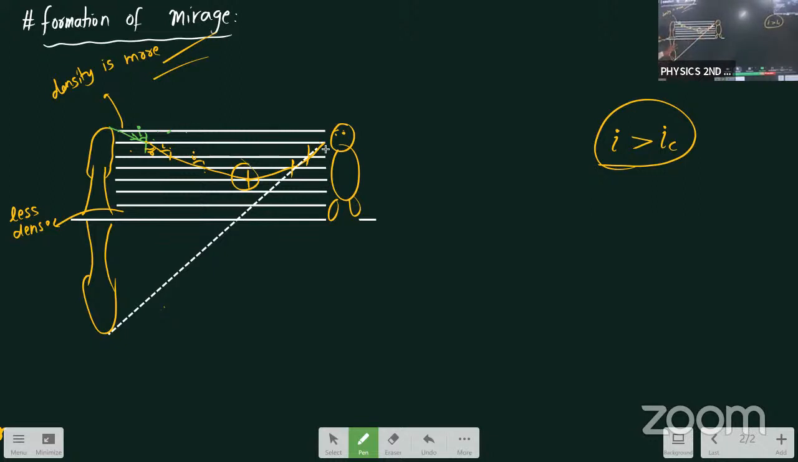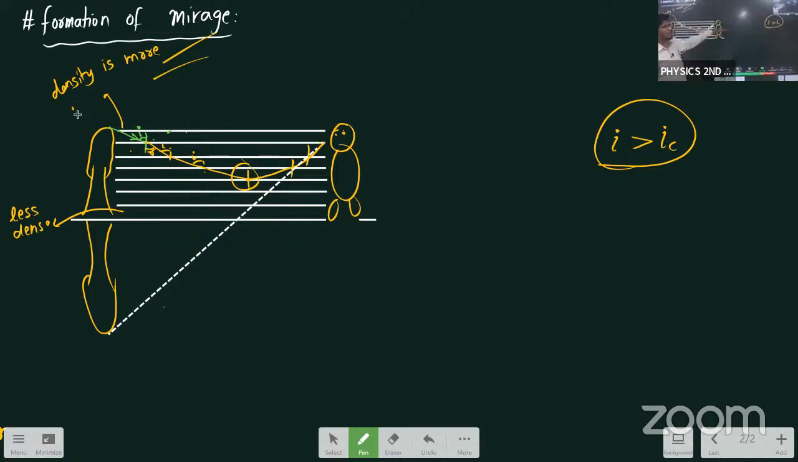Now, whenever the person is seeing that light ray, he will see that the light is coming from somewhere here, even though there is no water here for the formation of image, but still we will be able to see that image here. I hope you understood this, how the mirage is formed using the principle of what? Total internal reflection. Okay.